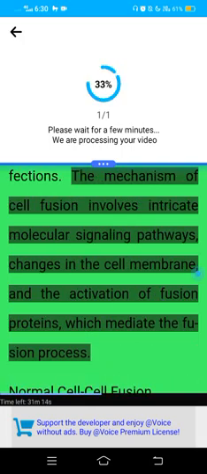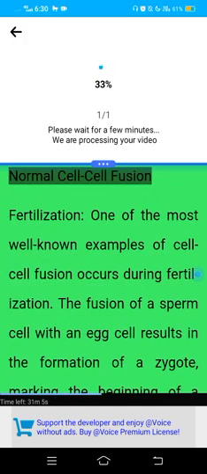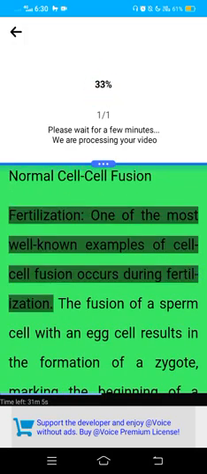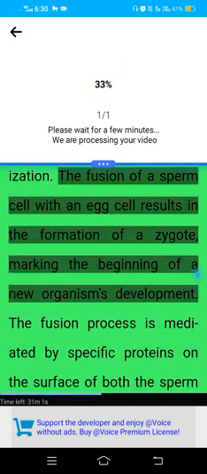The mechanism of cell fusion involves intricate molecular signaling pathways, changes in the cell membrane, and the activation of fusion proteins, which mediate the fusion process. Normal cell fusion. Fertilization. One of the most well-known examples of cell fusion occurs during fertilization. The fusion of a sperm cell with an egg cell results in the formation of a zygote, marking the beginning of a new organism's development.